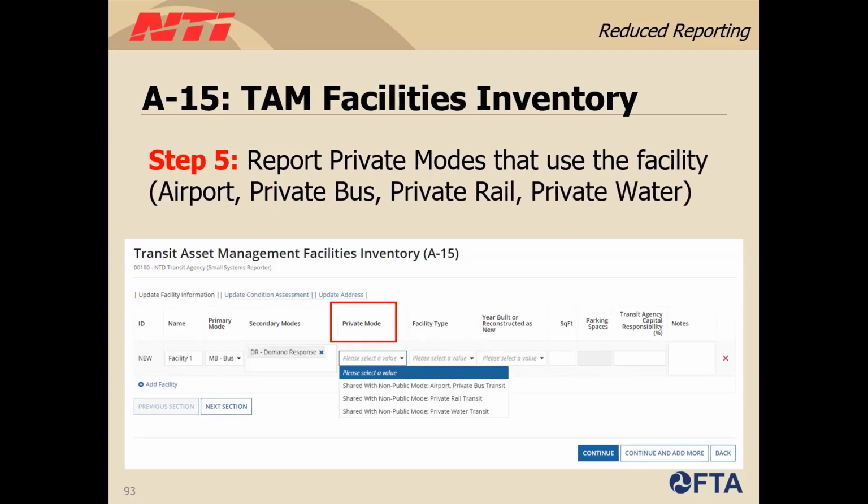Next, you can identify any private modes that share use of the facility. The options for these non-public transit modes are airport, private bus, private rail, and private water transit. An example of private bus would be Greyhound. An example of private rail would be Amtrak.